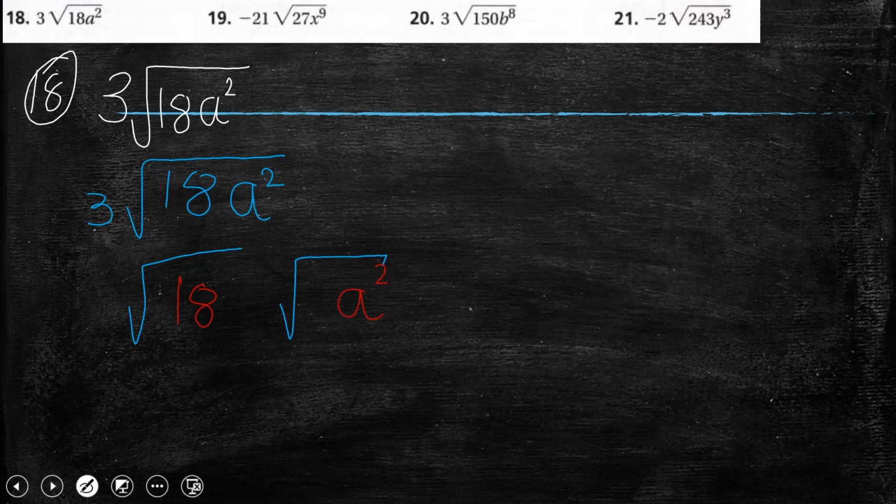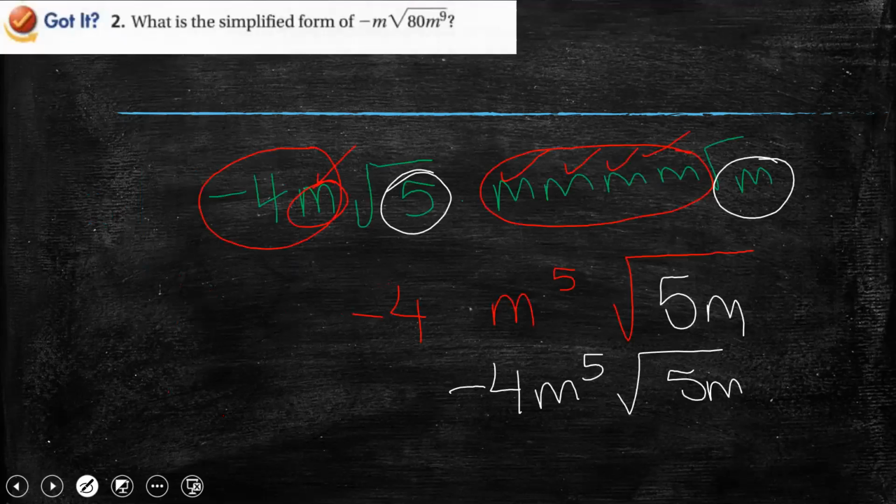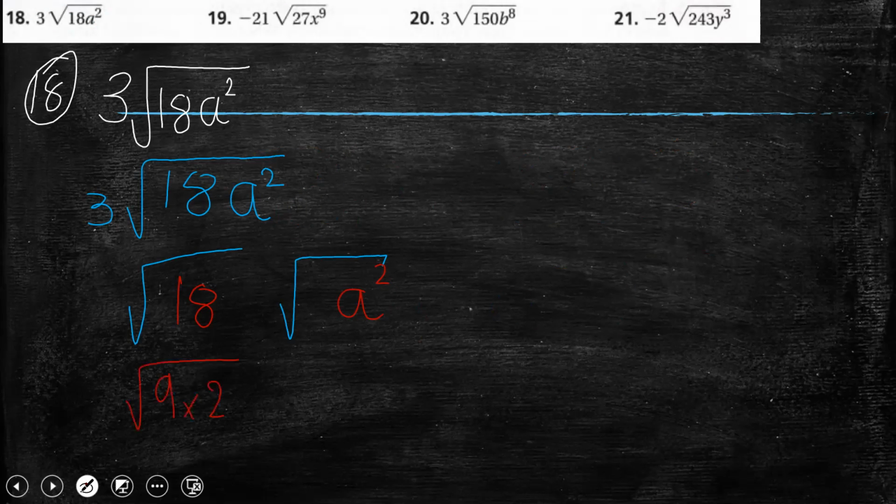Is it right? Yes. Then give me a perfect square that is multiplied by another prime number. If the product of them, you get 18. 9 and 2, exactly. So we say 9 and 2. And here, don't forget the 3 that is up here. Then let's now distribute it into 9 and the square root of 2.